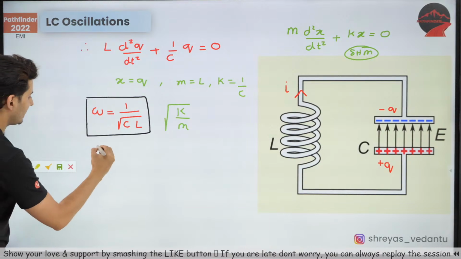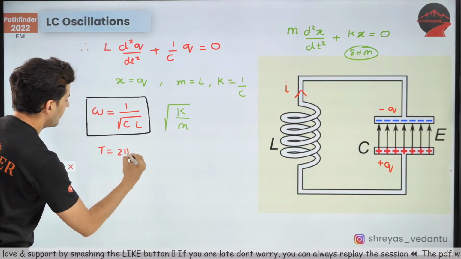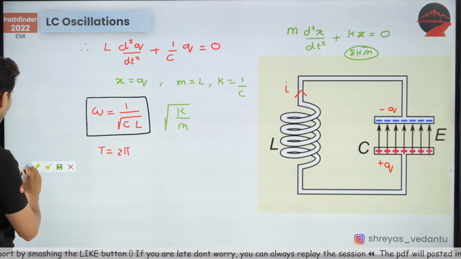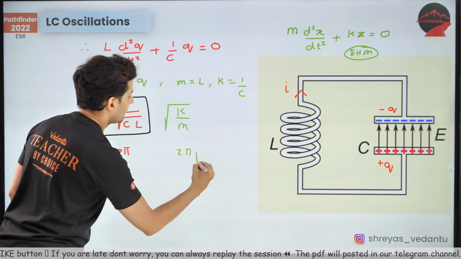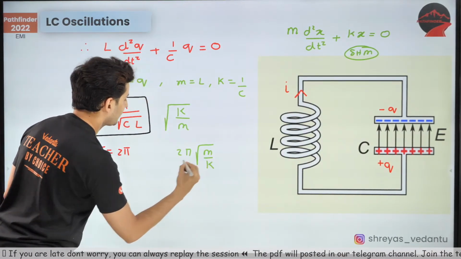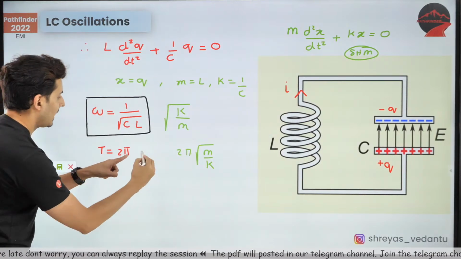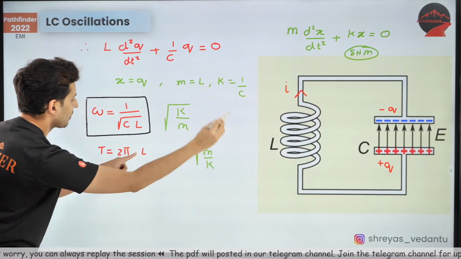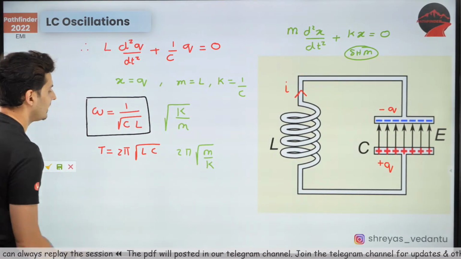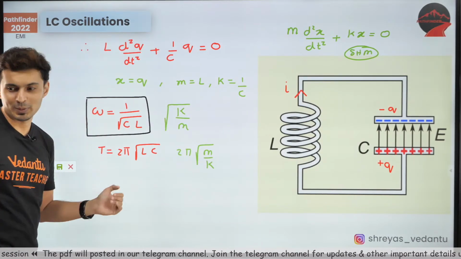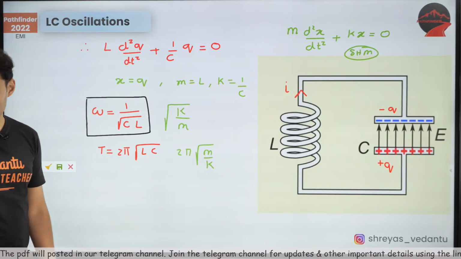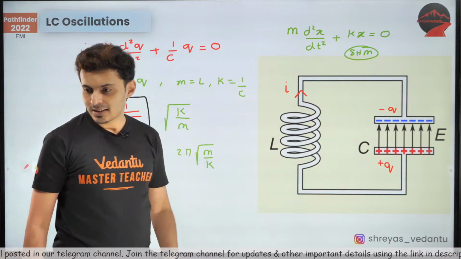You can also write the time period, which is 2 pi under root. By the way, remember, time period was nothing but 2 pi under root m by k. So what is m? m is L. What is k? 1 by C. So 2 pi root LC. So either way, if you know omega, you can get T. If you know T, you can get omega. Isn't it interesting, guys?